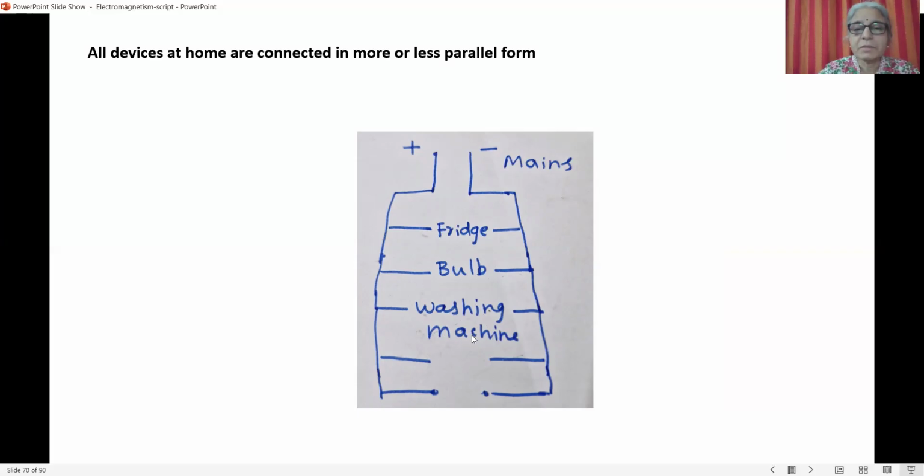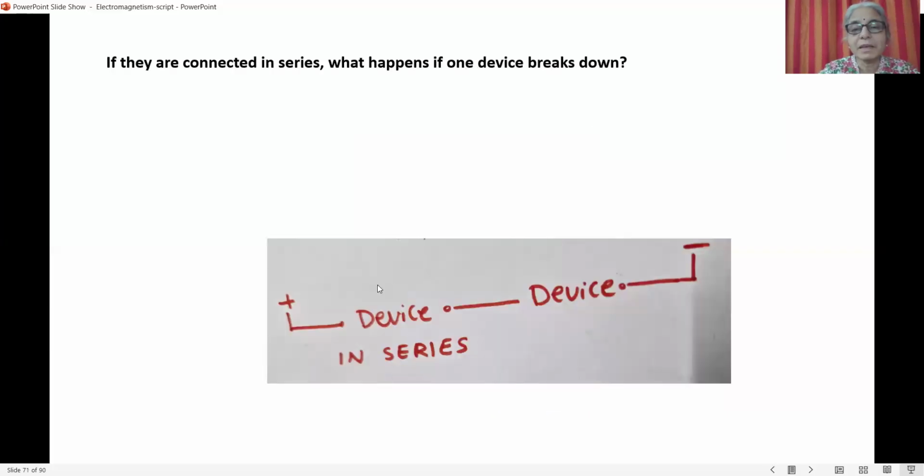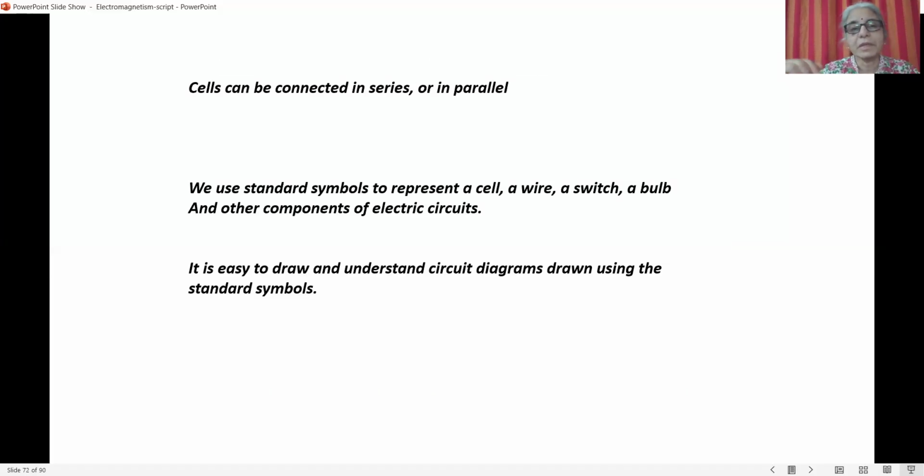Why? Because we know that if the devices are connected in series, just like the bulbs were connected in series, if one of them stops working, then the circuit will break and the other devices will also stop working. So that is why we connect the devices in parallel. Okay, so we have learned that cells can be connected in series or in parallel, and we can use standard symbols to represent a cell or a wire or various parts of a circuit.